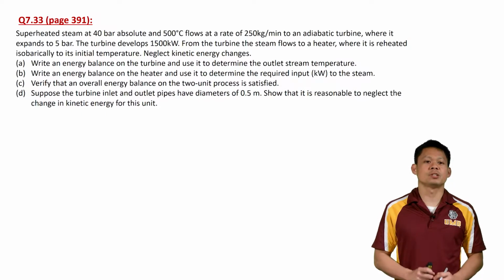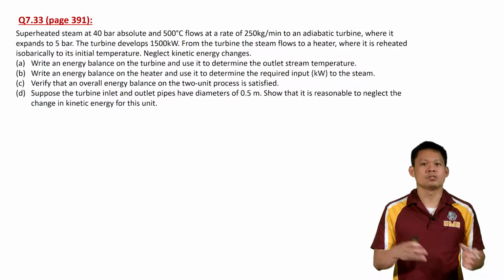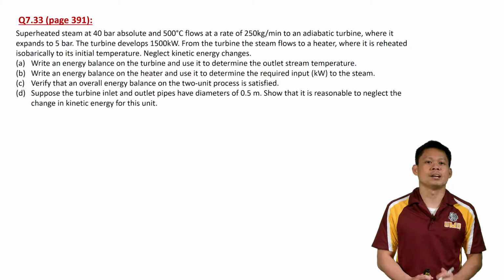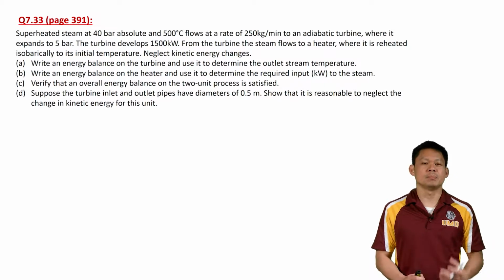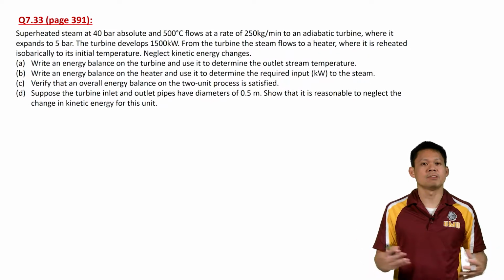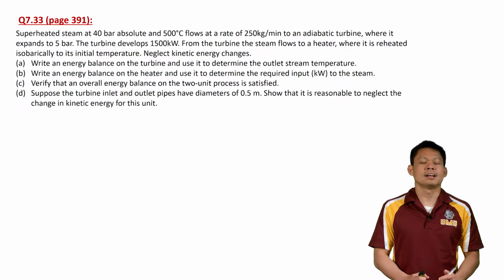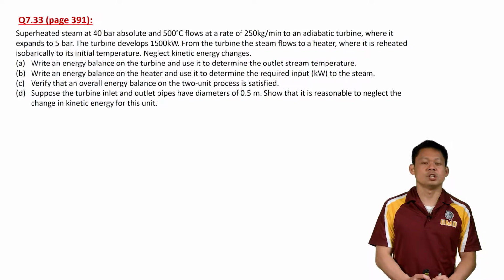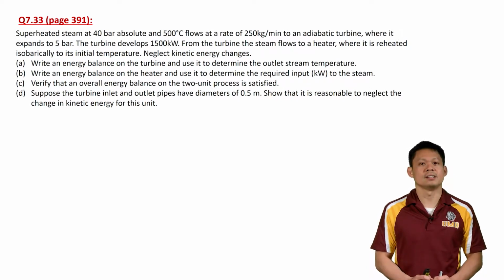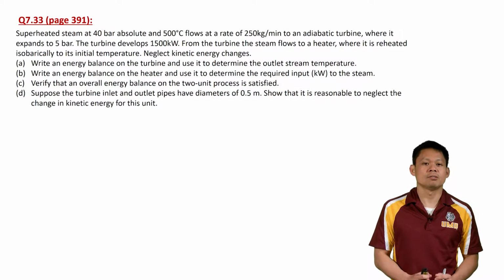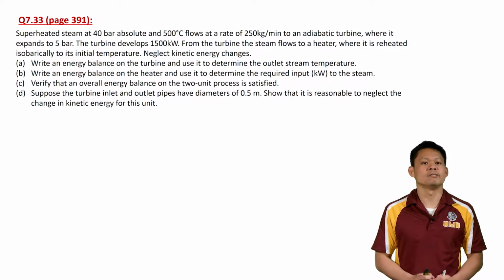So there are 4 different parts to this question. The first 3 parts look at each system and then the overall system. For part A, we are asked to write the energy balance on the turbine. For part B, we're supposed to do the energy balance on the heater. For part C, we're going to do it for the overall system and verify that it is consistent with the fact that we have a turbine and a heater, and the sum of those should give us our overall. And the last part, we have always assumed that the change in kinetic energy is negligible, and in part D, we'll actually show that it is negligible compared to our other terms in our energy balance.